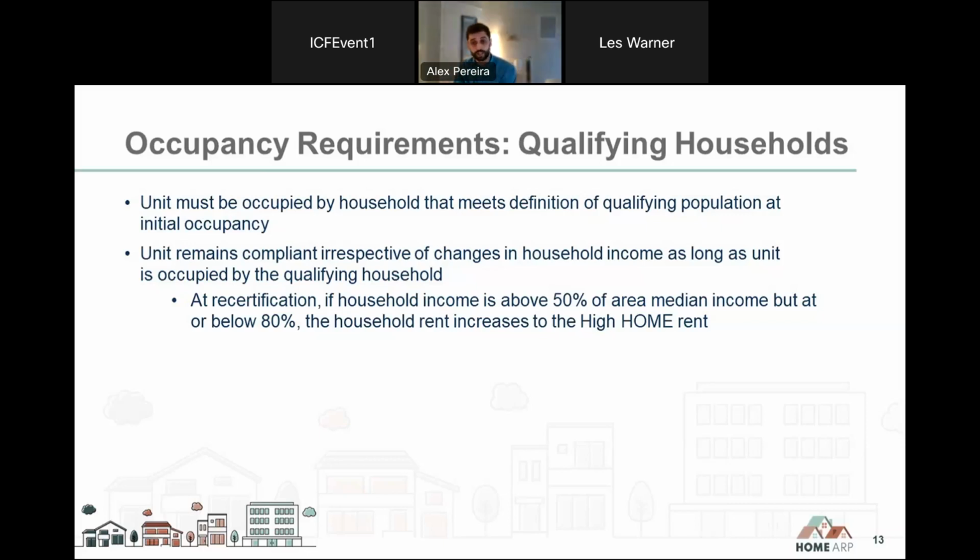So that is all regarding qualifying households. I'll now turn it over to Les, who will talk to you about low-income units.